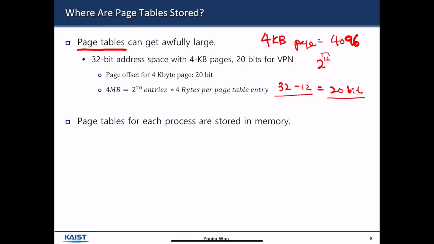So there exist 2 to the 20 virtual pages in its address space. Let's assume that each page table entry is 4 bytes large. And then a single page table can be as large as 4 megabytes. If there are 100 such processes, then total page table size sums up to 4 megabytes times the number of processes in the system. It corresponds to 400 megabytes.